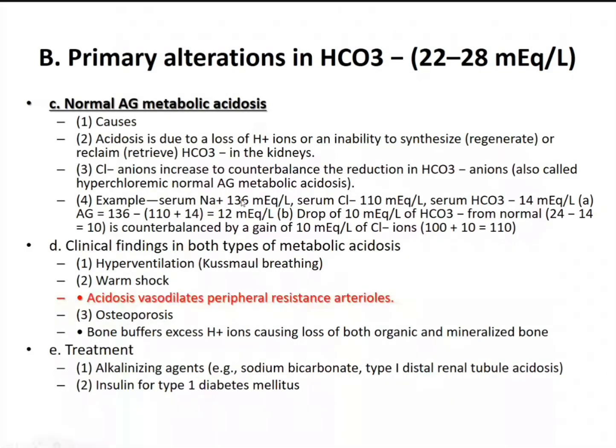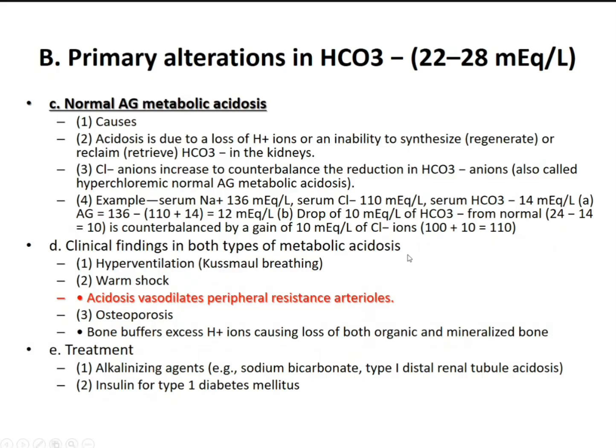As an example, again, sodium is 136, chloride has increased slightly to 110, and bicarb is again less because of acidosis. In any kind of metabolic acidosis, you expect a fall in bicarb levels. So you have 136 minus 110 plus 14, giving you a value of 12, which is within your normal range. So it is a normal anion gap. There is no increase in anion gap here.